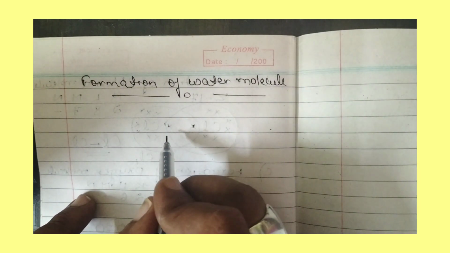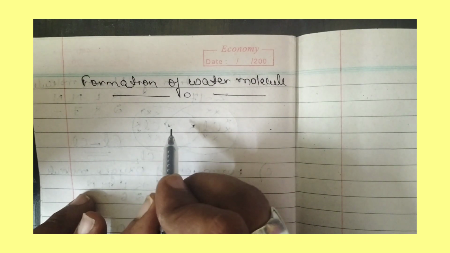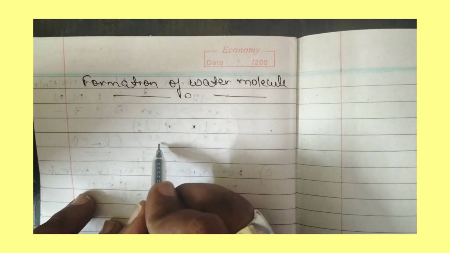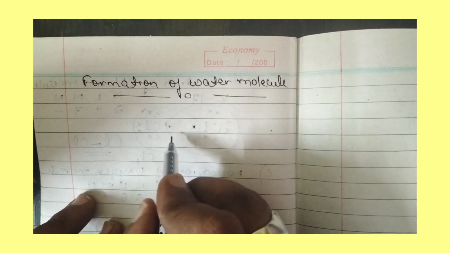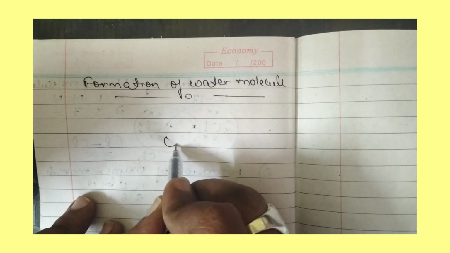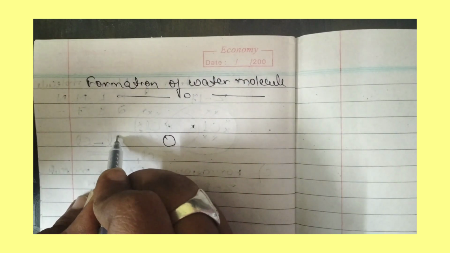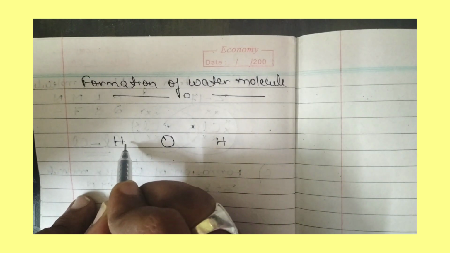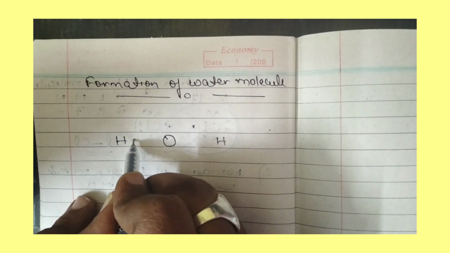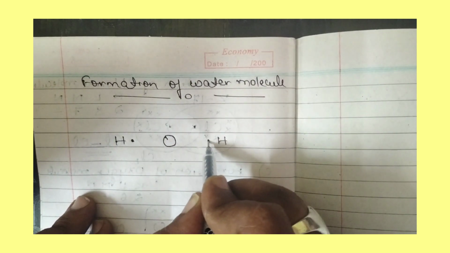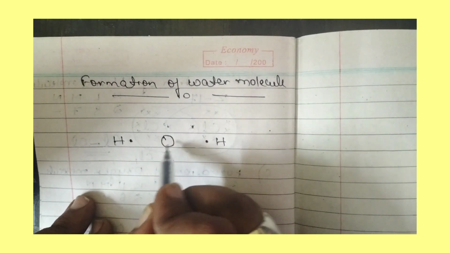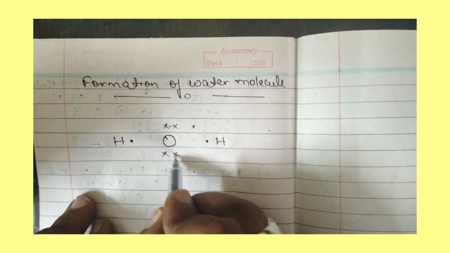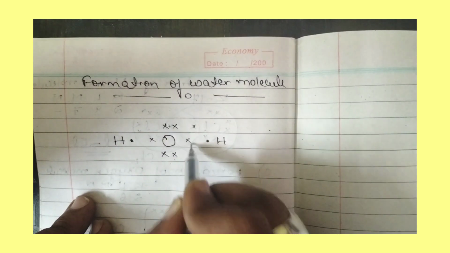A molecule of water is formed by sharing electrons between one oxygen atom and two hydrogen atoms. So what I have to write is one oxygen atom with two hydrogen. So how will it form? Hydrogen has one electron, this hydrogen has one electron. Oxygen has 6: 1, 2, 3, 4, 5, 6.